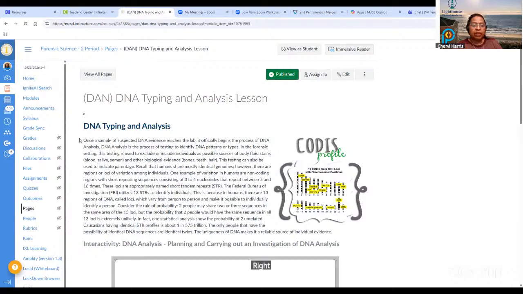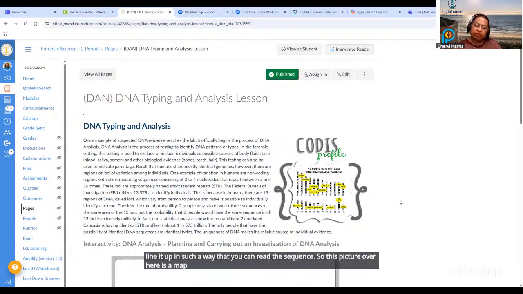Right. So again, it's like we did blood typing. This is a similar thing, where you want to line it up in such a way that you can read the sequence. So this picture over here is a map. I don't know if you remember from genetics, you might have done karyotypes where they take all of the chromosomes and line them up and number them. And so you knew which one. So this would be like a karyotype.